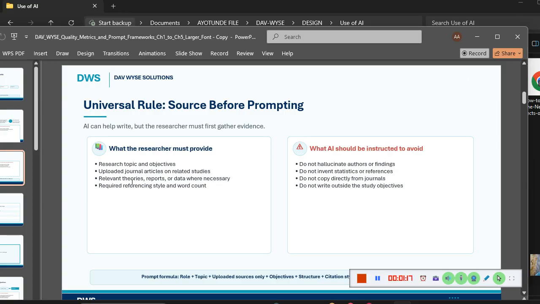what you need to know before you start prompting. So you need to know your topic, your objective, then what you must provide. Many researchers think that when they get the topic, the next thing is to just quickly source for journals. Many don't even know that that is not the right approach. The first approach is to first of all identify the objective of your study.